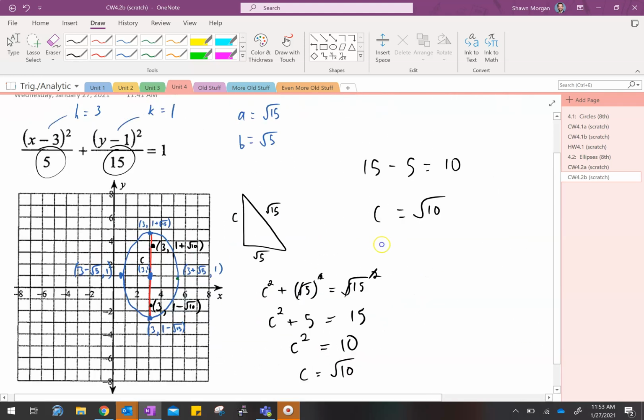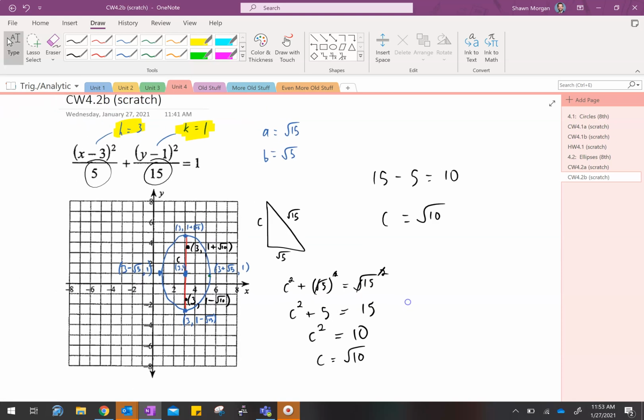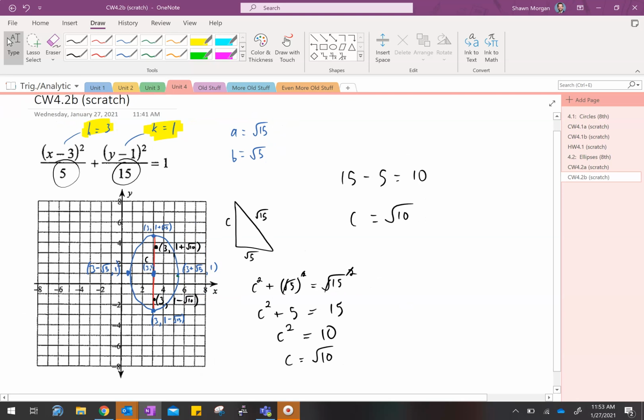So you can really tell that it's important for a problem like this to figure out what is my h value, what is my k value, and then to either add if you're moving up or to the right, subtract if you're moving down or to the left. And those are the pieces of information that we're asked to find. We're asked to find the focus points, the vertices or the endpoints of the major axis, and then the covertices, the endpoints of the minor axis.